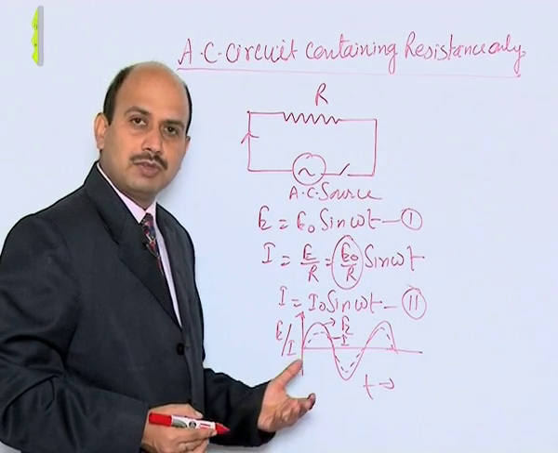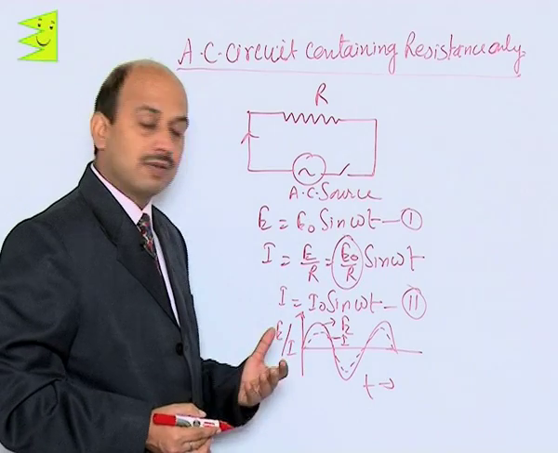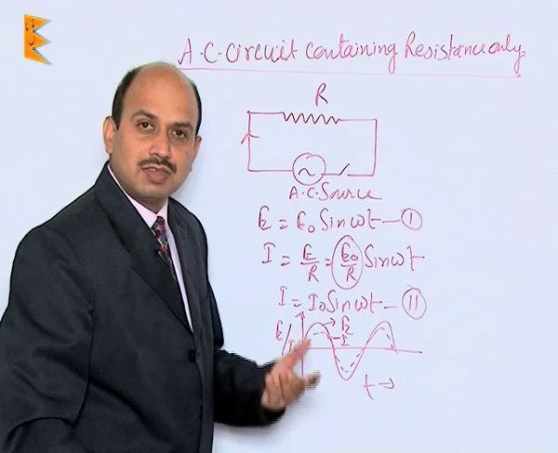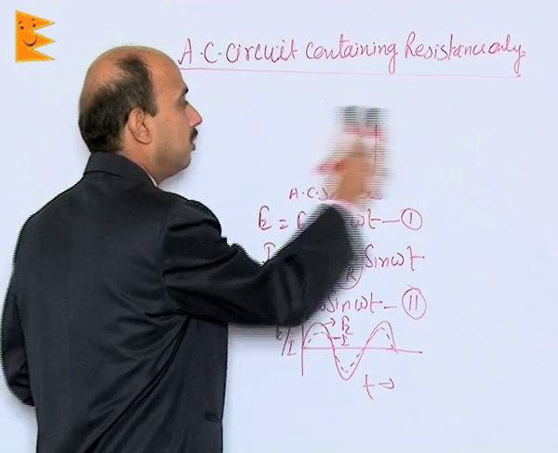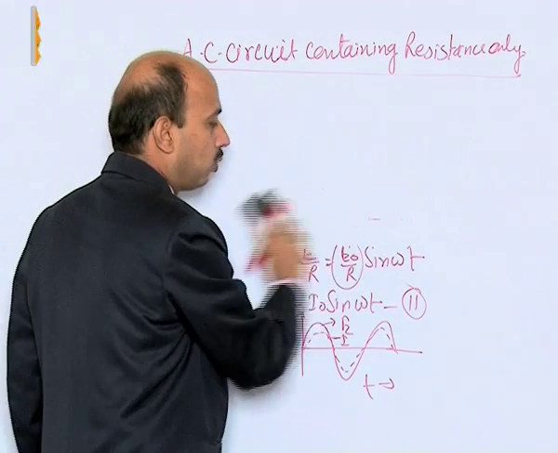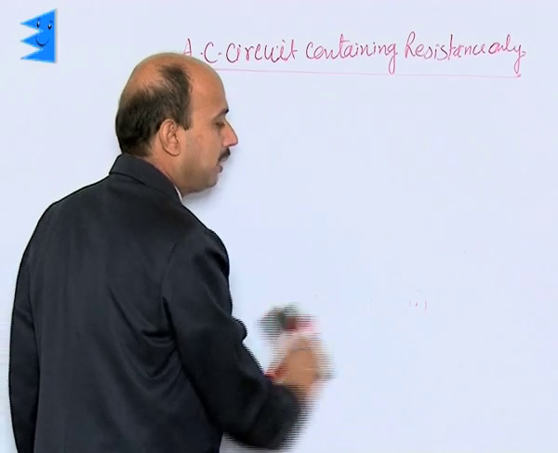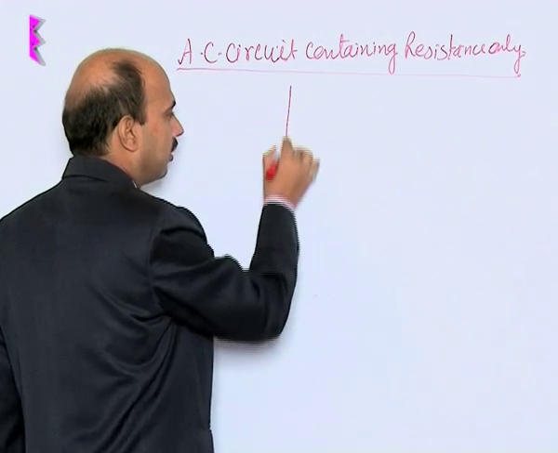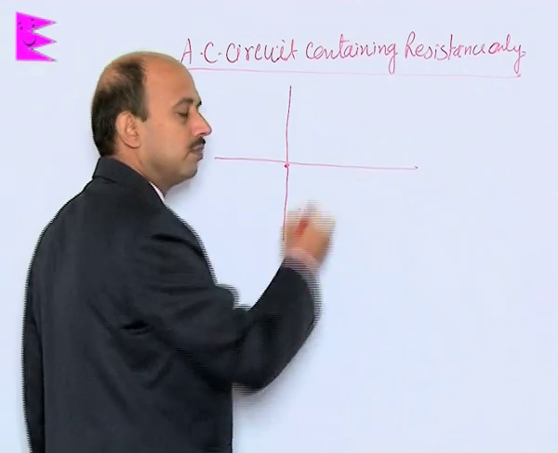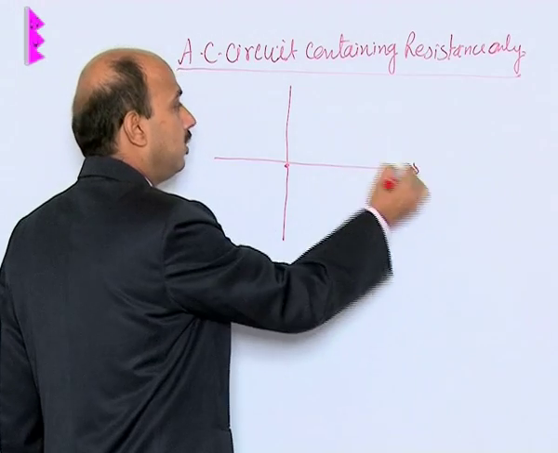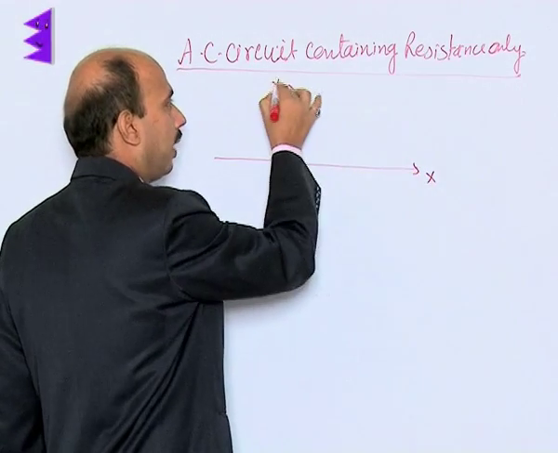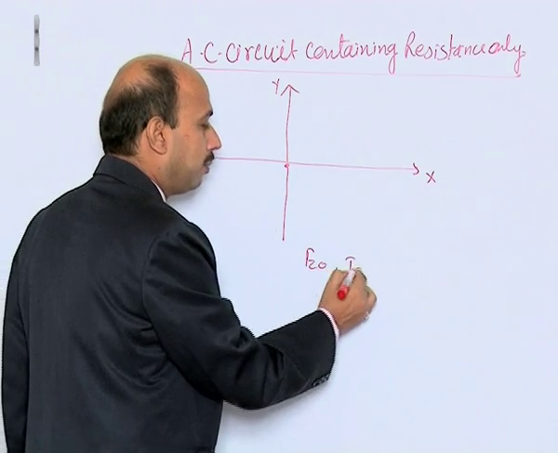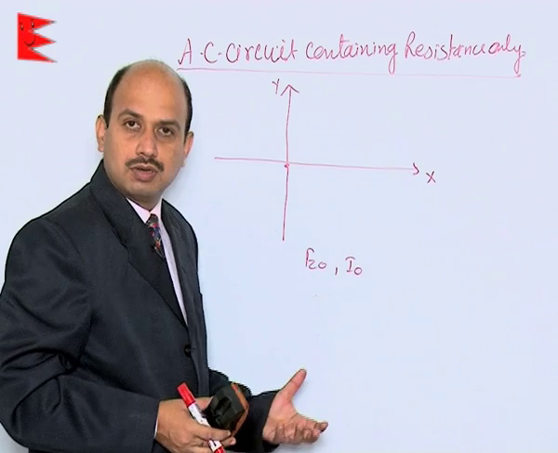So, we cannot write them as a vector, but we use phasor diagrams here, which are basically vectors which rotate about the origin with the angular speed omega. So, what we do here, we take the origin and these are the axes. Suppose this is x and this is y, and E naught and I naught are represented by the arrows which are known as phasors.